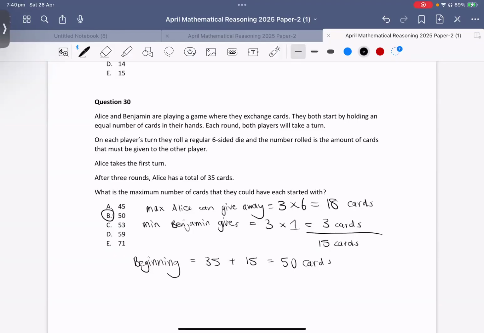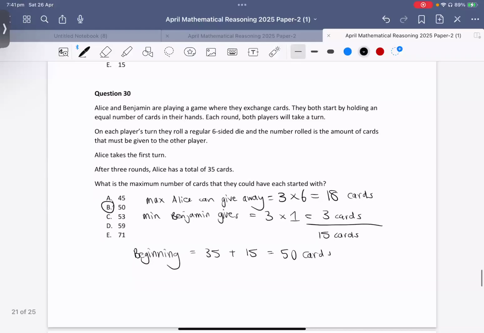So what I'm doing here is to work out, to maximize the number of cards she had at the beginning, I want her to give away as many cards as possible, right? And to get as few as possible. And that means the maximum number of cards she can completely give away is 18. The minimum number that she can receive is 3, meaning that there's a difference between how much she started with and how much she ended with of 15 cards. So in total, she'll have 50.